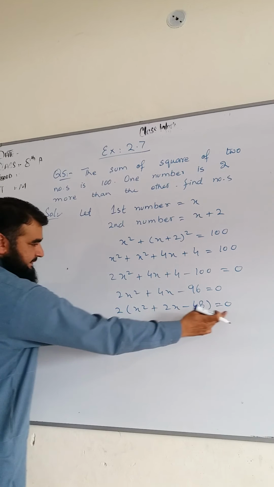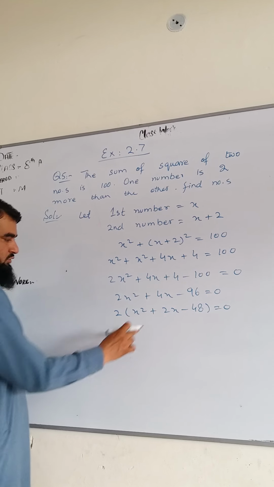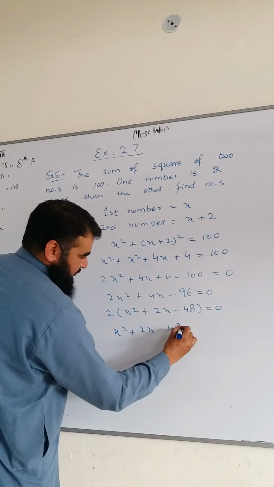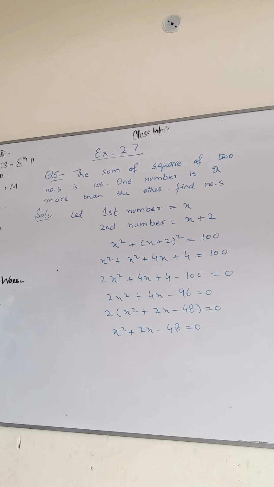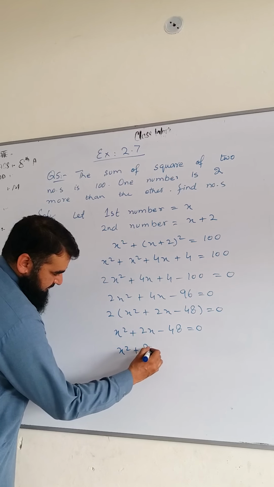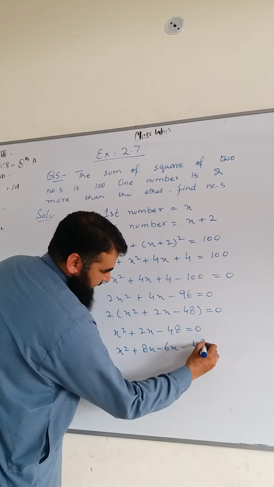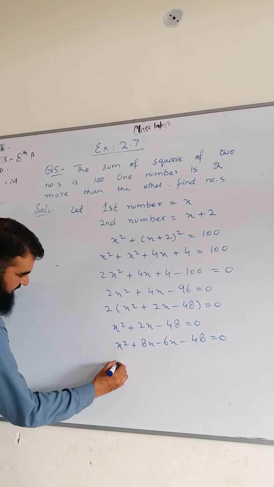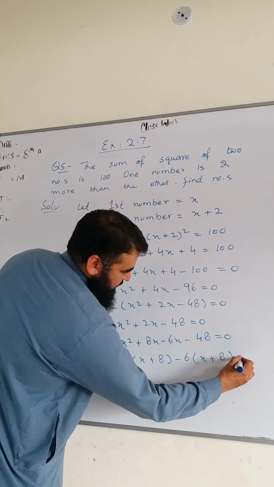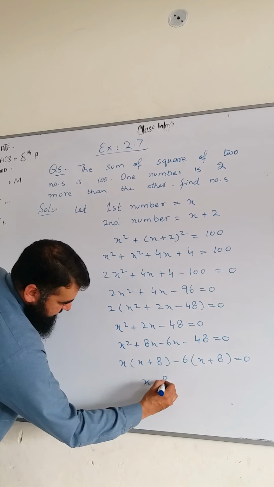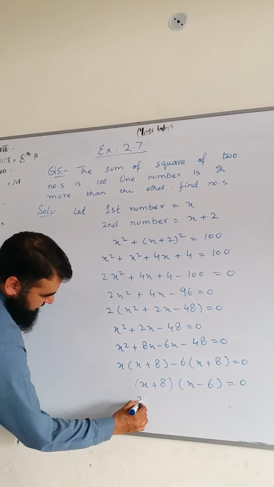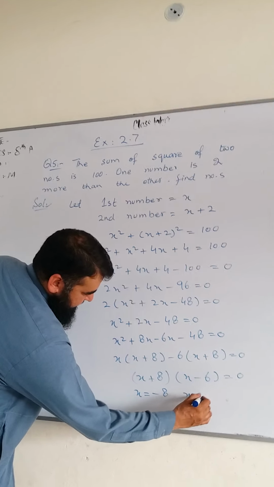If we shift this 2 to this side, 0 becomes 0. So we have only this equation: x square plus 2x minus 48 equals 0. Now we will factorize it. 8 times 6 is 48. So x square plus 8x minus 6x minus 48 equals 0. Then we take x common: x plus 8, and minus 6 common: x plus 8 equals 0. So x plus 8 is common and x minus 6 remains. So we have two values: x is equal to minus 8 and x is equal to 6.